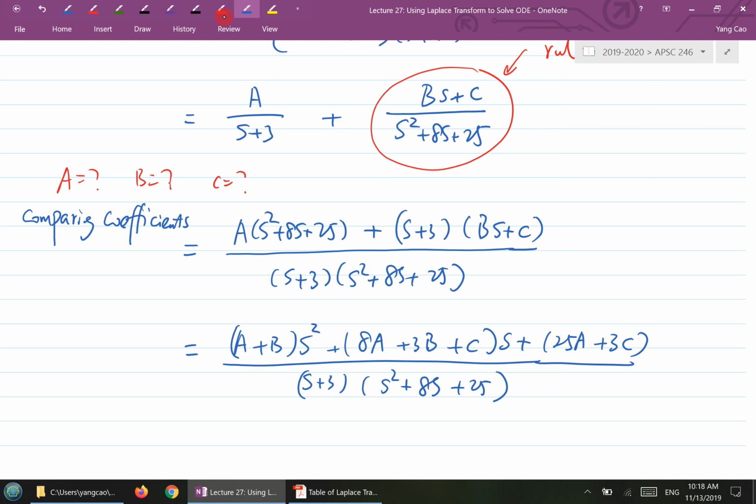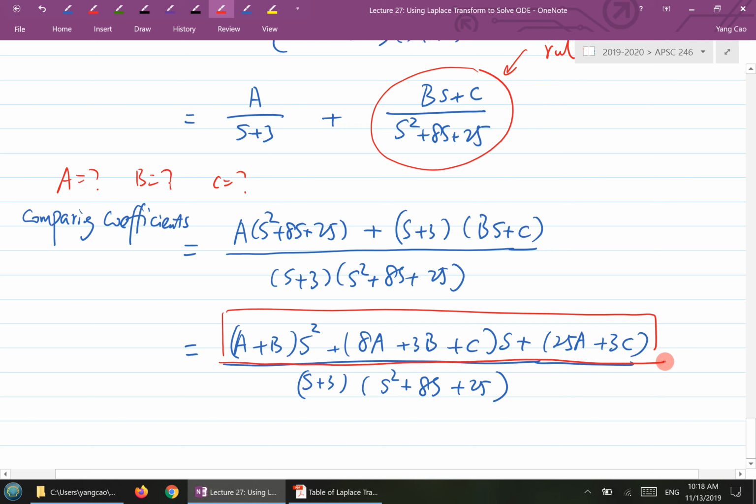It's all algebraic calculation, right? There's nothing tricky at all. You just have to be very careful. The numerator here has to be the same as the original numerator. What is the original numerator? The original numerator is 20.